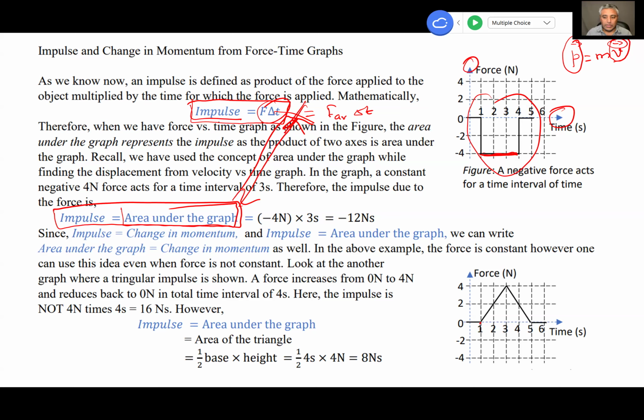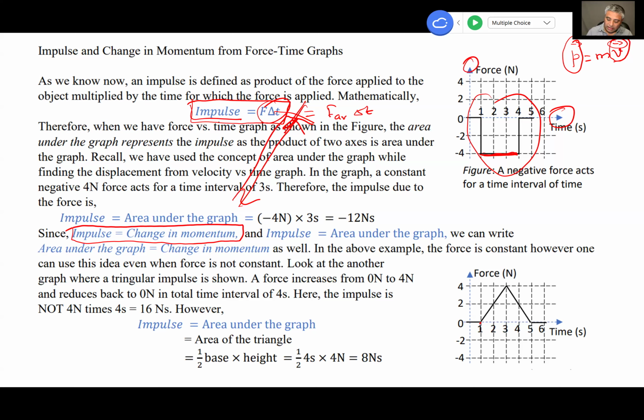Okay. So when you are given force that is changing with time and it is given as a graph, then how do you find impulse? By using area under the graph. Okay. So that's what you need to do. And why is that important? Impulse is related to change in momentum as well. So that helps us to solve some problems. And here is one such example.